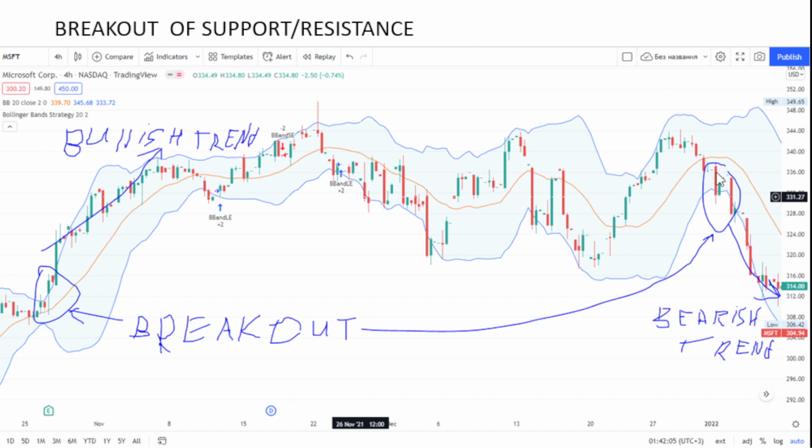As you can see, here we have two red candlesticks that broke out of the band. It means that it's a very strong signal to enter the market and to ride a bearish trend. And here it's also a very strong signal. You can see a green candlestick that broke out the upper band. It's a strong signal for a bullish trend, and you can ride it. That's a breakout.